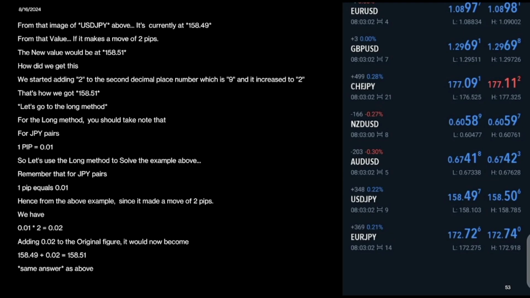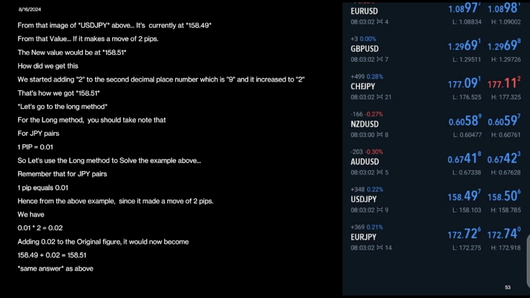How did we get this? We started by adding 2 to the second decimal place number, which is 9, and it increased by 2. So how did we get 158.51? Let's go to the long method. For the long method, you should take note that for JPY pairs, 1 pip is equivalent to 0.01. So let's use the long method to solve the example above. Remember that for JPY pairs, 1 pip equals 0.01.